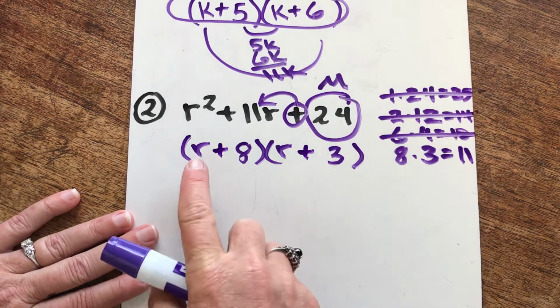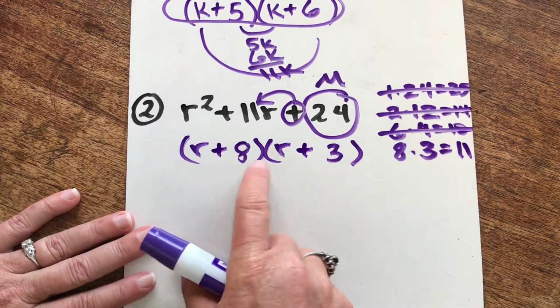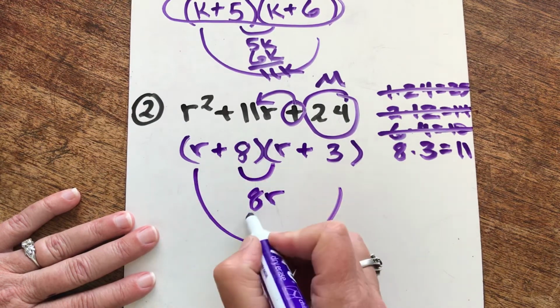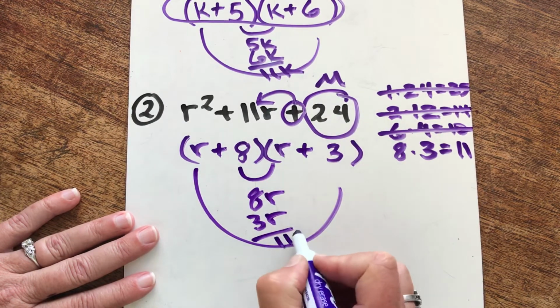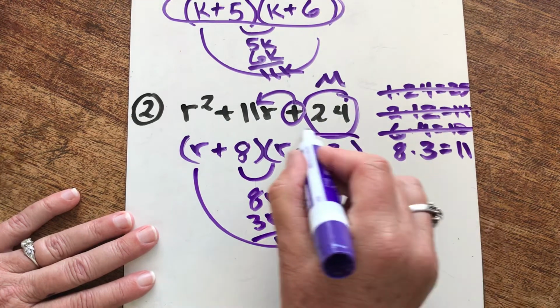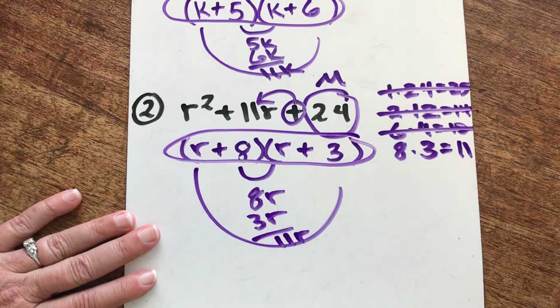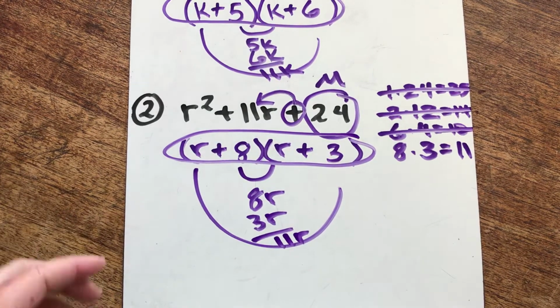Let's do a quick check. R times R is R squared. 8 times 3 is 24. And let's check our middle terms. Bingo. That is my answer. And again, you could have R plus 3 first and R plus 8 second.